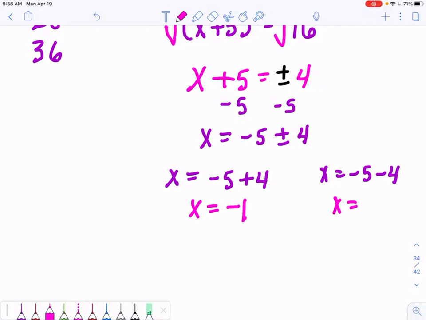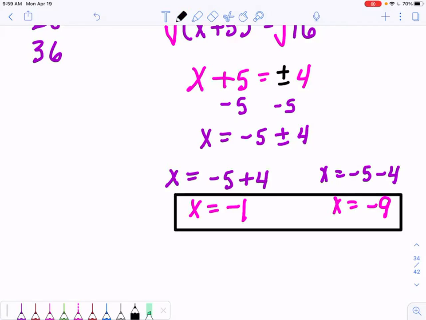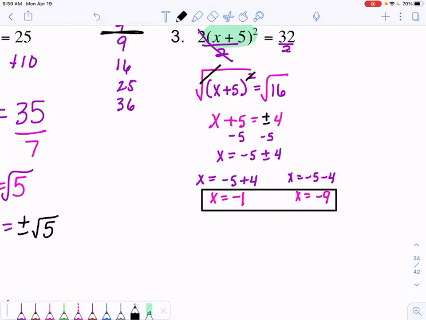-1. And then -5 minus 4 is? -9. So please make sure you look, if you were working ahead, that's awesome. But look to see what you did for this last problem because it is totally different. So you have these 2 separate answers. That's what we talked about on Friday. Any questions?